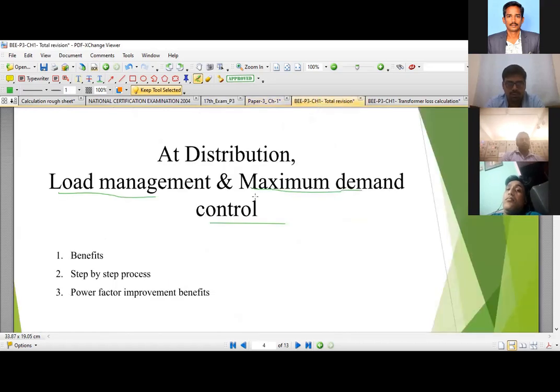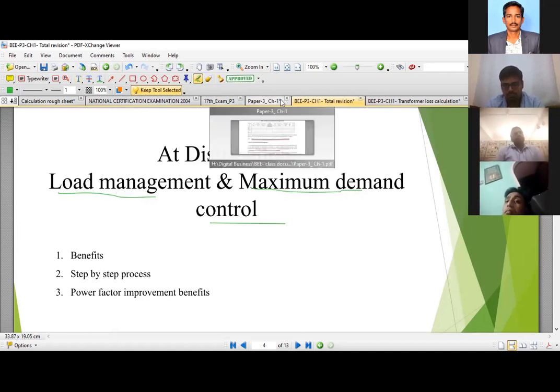Load curve generation. For maximum demand control, step by step, how to control: if you are an energy auditor going to the plant, you just see the load curve graph. You just see the load curve: peak, maximum demand, which load is high, which hour is very high.